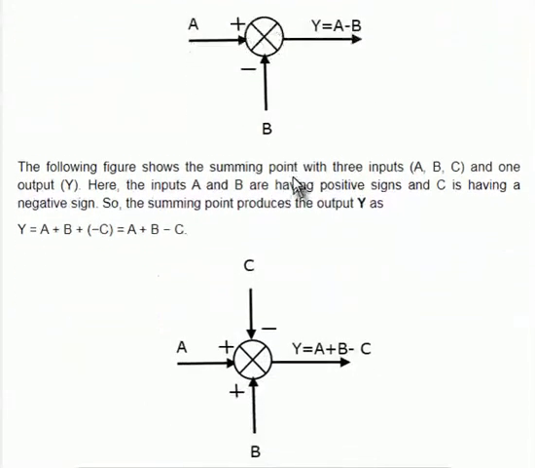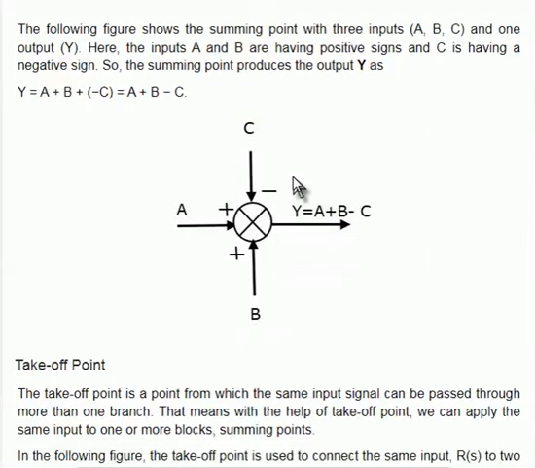Next, the following figure shows the summing point with three inputs. Already I told you that a summing point may have two or more inputs. So here it has three inputs and one output Y. It has two or more inputs, but it should have only one output.